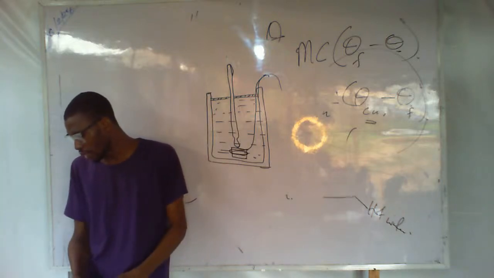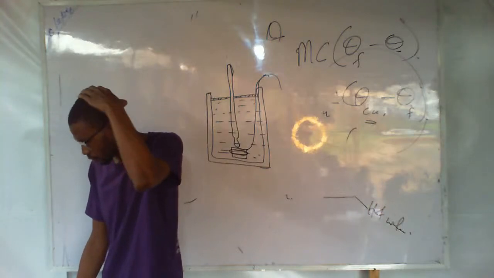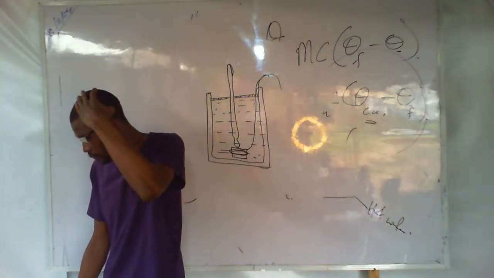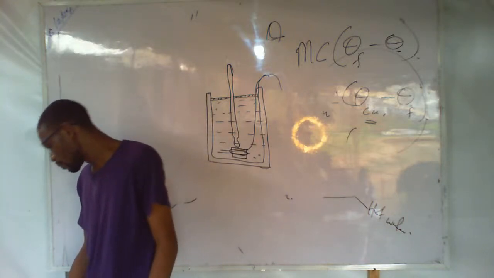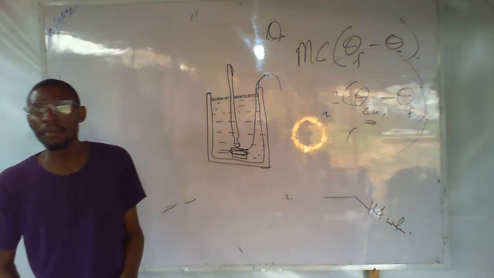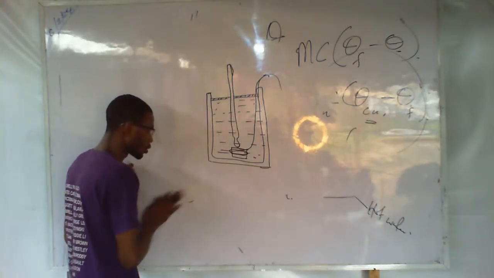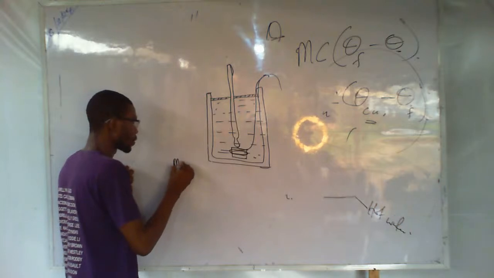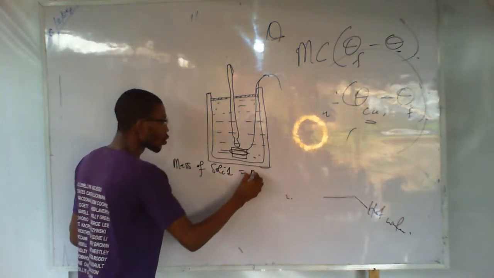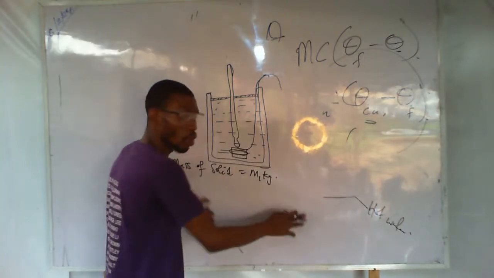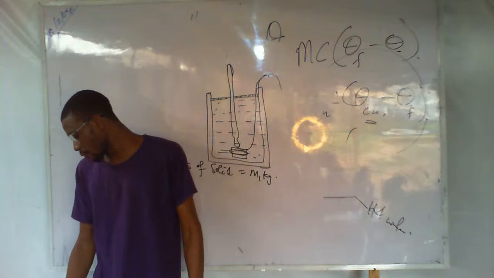You can leave space for that, or you are writing your notes. Write the mass of the solid. Mass of solid to be equal m1 kg. And don't worry, I'm going to explain the process because we don't have much time.